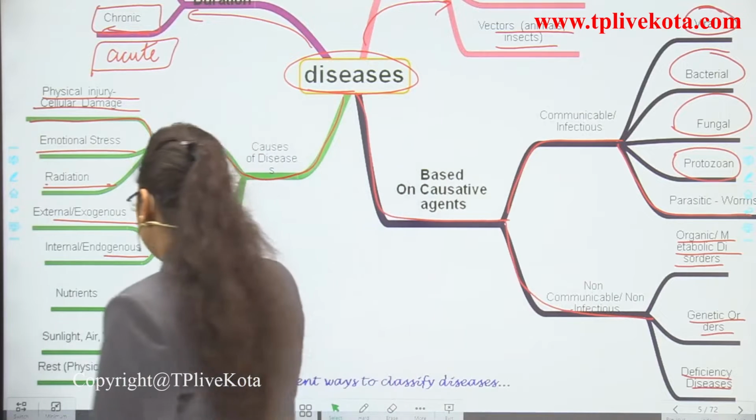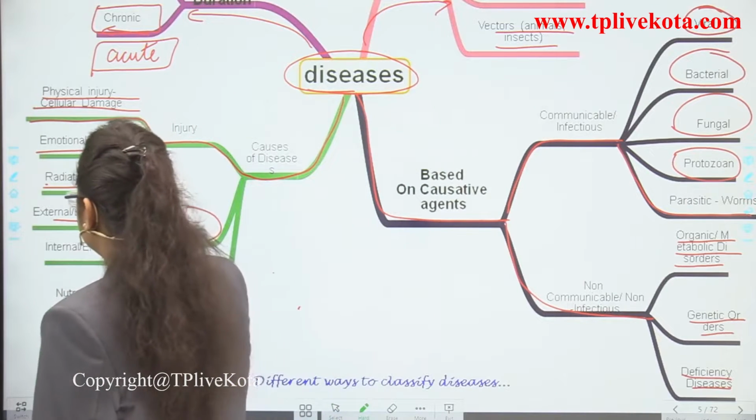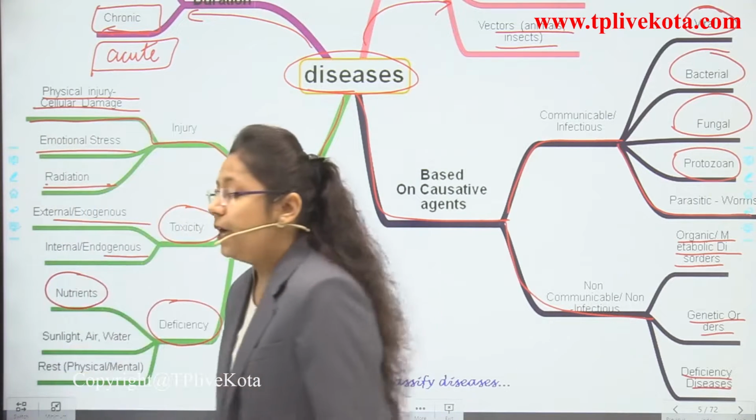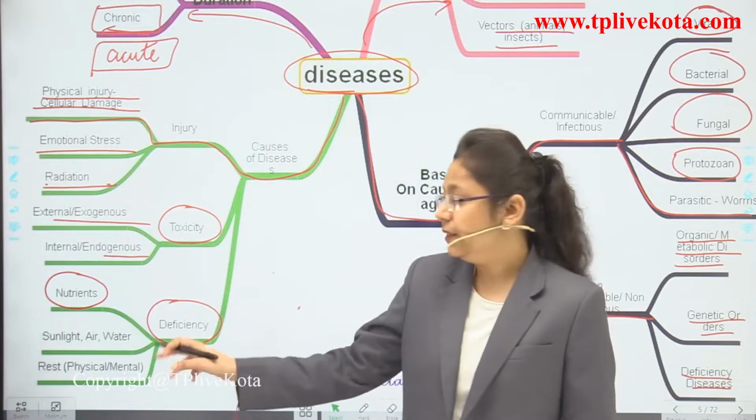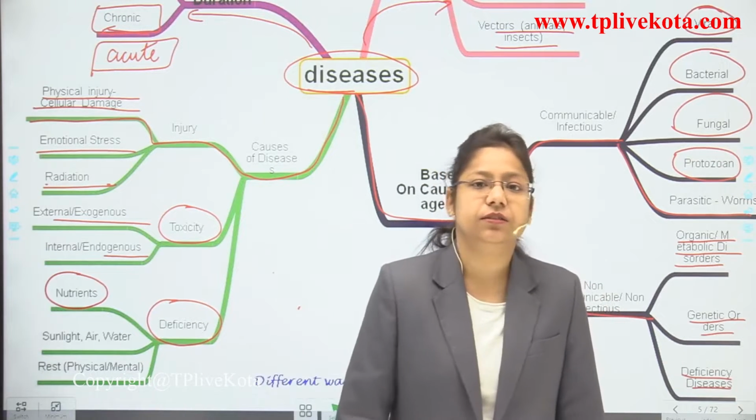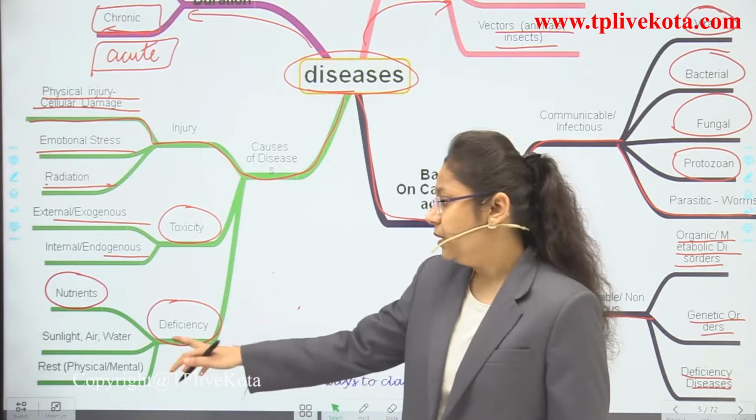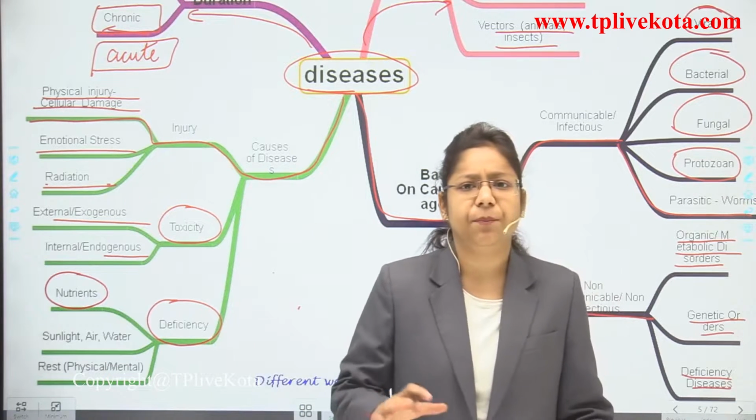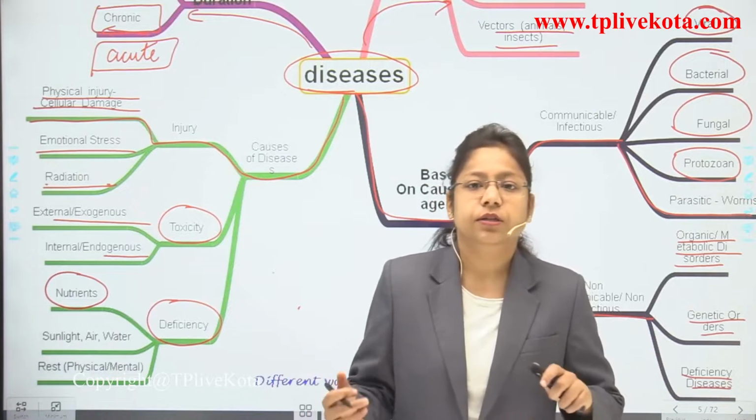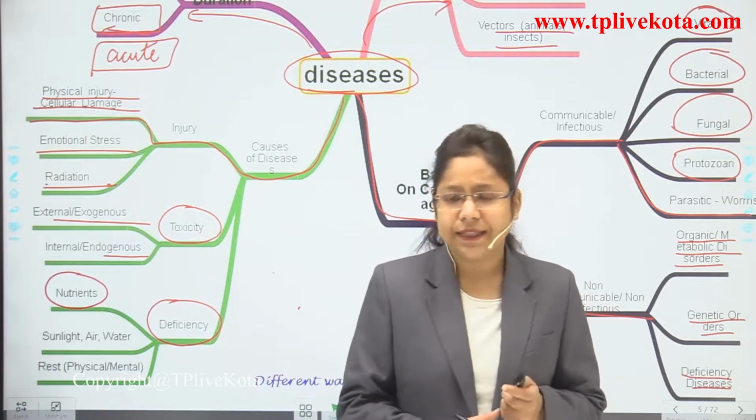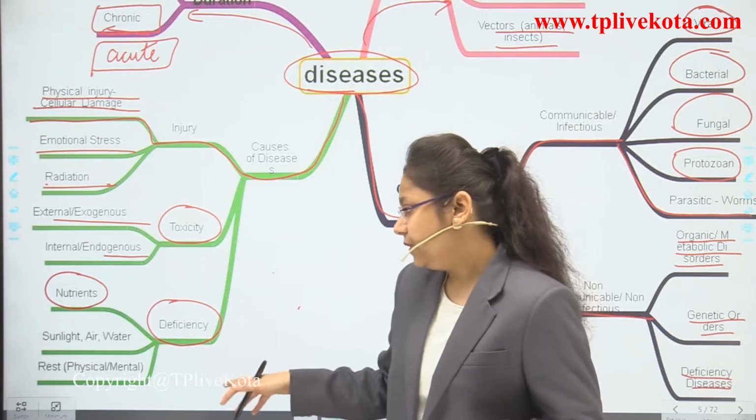Next, we are going to talk about deficiency diseases. If nutrients are not supplied properly inside the body of a person, then they will suffer from deficiency diseases, which are related to nutrition. Next, sunlight, air and water. Some people are allergic to sunlight, even air, dust or water, so diseases can occur through this. And last, rest, physical or mental.